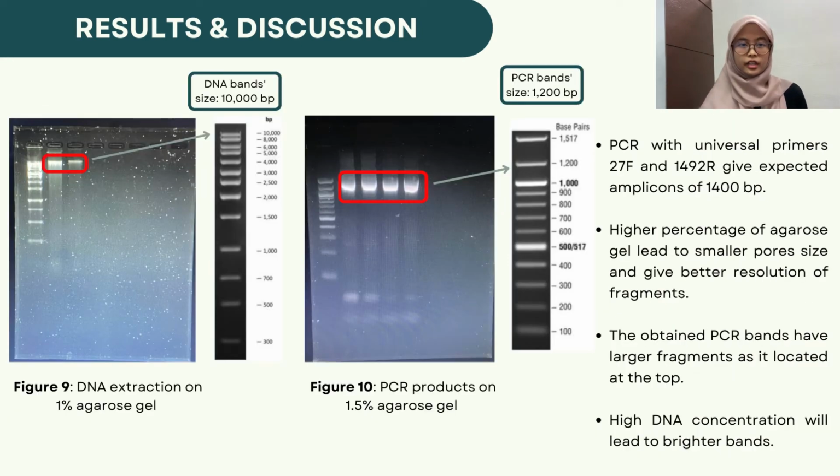The extracted DNA of bacterial isolates has a size of 10,000 bp. The expected amplicon size of bacterial isolates with universal primers 27 forward and 1492 reverse is 1400 bp. The obtained PCR band size was 1200 bp, and the bands located at the top have larger fragments. The brighter bands were due to high concentration of DNA.